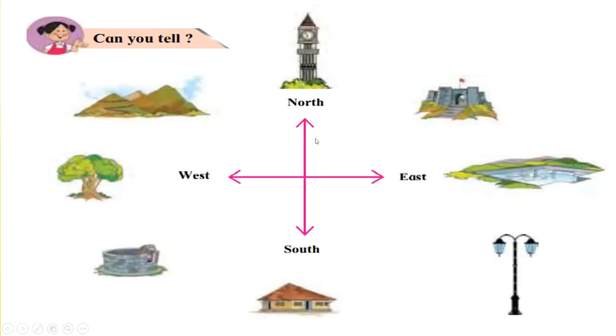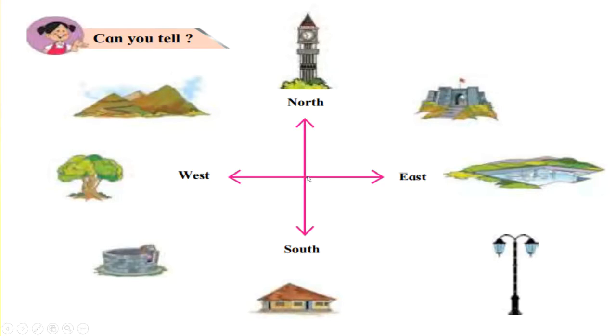Children, these are the main directions. Let's see what things lie in these main directions. To the north, we have the clock. To the south, we have the house. To the east, we have a pond. To the west, we have the tree.